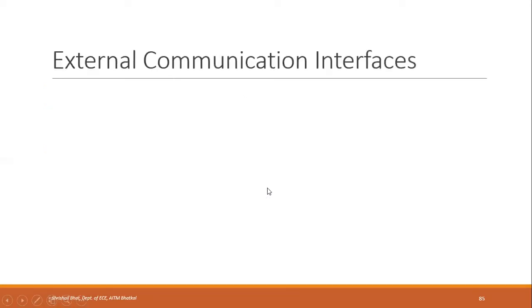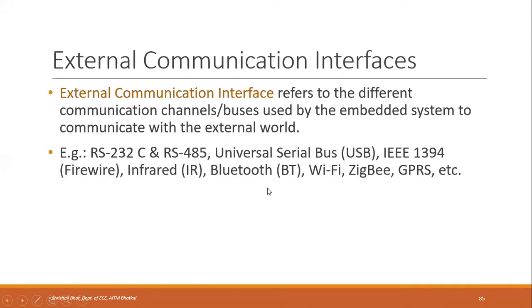Then the next part we have is external communication interfaces. These are interfaces used to communicate between the embedded system and the external world. That means it is not on the same board; it is outside the board of the embedded system. So they refer to different communication channels or buses used by the embedded system to communicate with the external world.